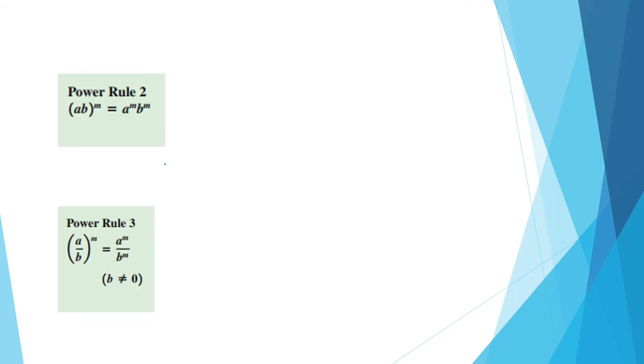Power rule 2. If we have a, b raised to the m, that's equivalent to a to the m times b to the m. Essentially, we're distributing that m to each of the exponents of a and b. For example, if we have x, y cubed, this can be written as x cubed, y cubed. Similar to distribution, but we're working with the exponents.